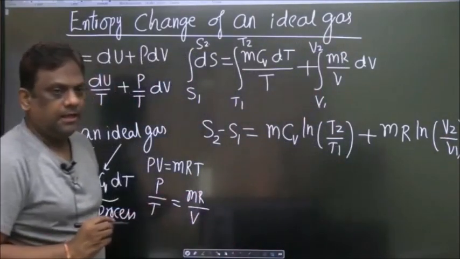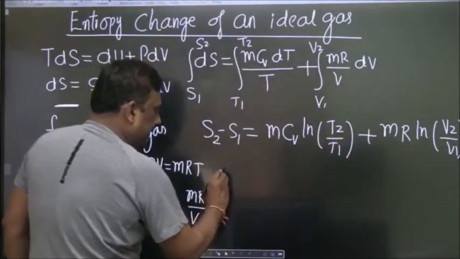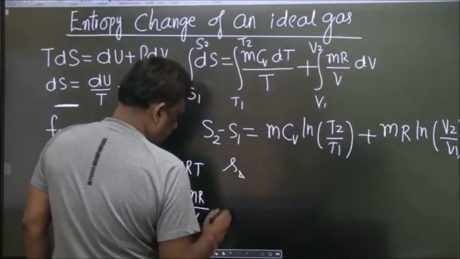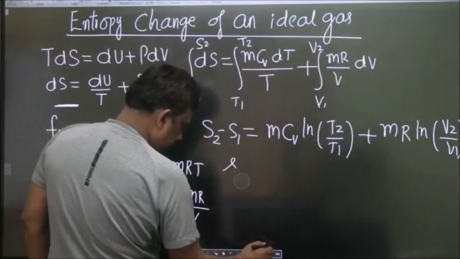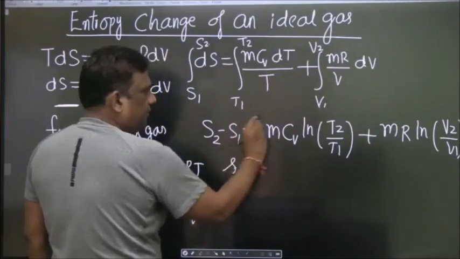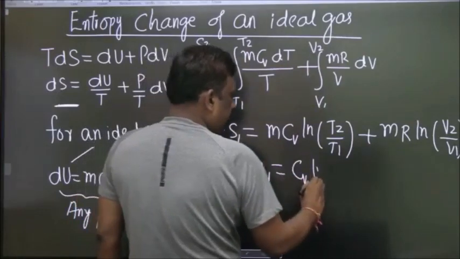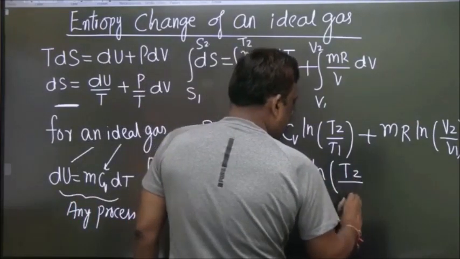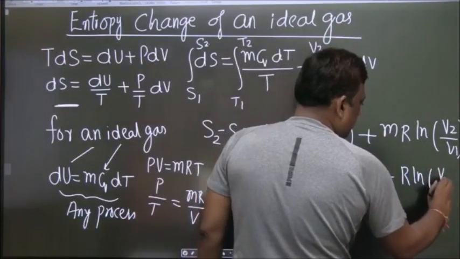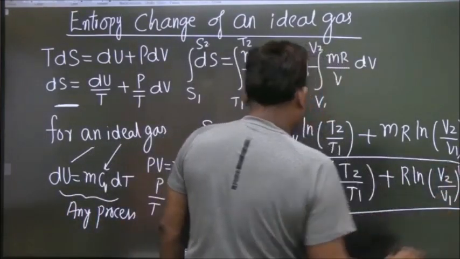Very good, my dear students. Now, if I divide this with mass, what do I get? Both sides divided by mass. Capital S becomes small s. When I divide with mass, it will be s2 minus s1 equals Cv ln T2 by T1 plus R ln V2 by V1. This is my equation for the change in entropy.